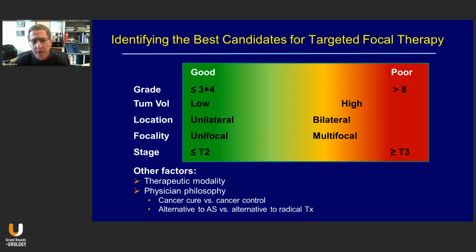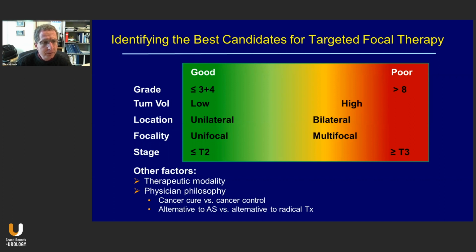One is the therapeutic modality you're going to use. So is it going to be cryotherapy, HIFU, or are you going to use electroporation? Different techniques may ask for different types of candidates. And physician philosophy. Are you looking for cancer cure, meaning I want to eradicate every cell that's cancerous in the prostate? Or are we looking more for cancer control of the index lesion or the most aggressive lesion?